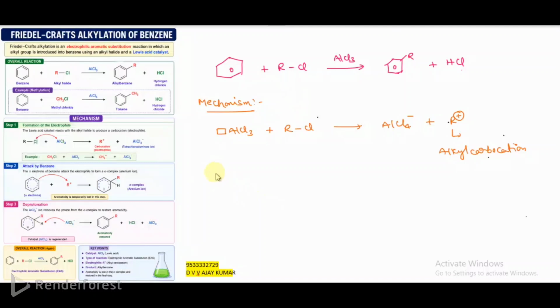This alkyl carbocation is the electrophile in this reaction. In step 2, the electrophile that is generated, the alkyl carbocation, acts on an electron rich species like benzene. Here the benzene, which is electron rich, reacts with R plus, forming an unstable sigma complex, nothing but the arenium ion. It is called the sigma complex, and it is called the arenium ion.